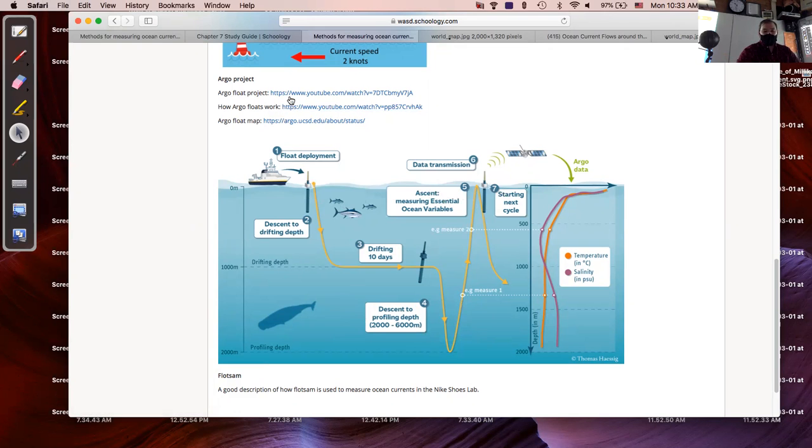So there's this project called Argo, and there's a good overview of Argo in that link right there. If you're remote, there's the Argo float project, how Argo's floats work, and an Argo float map. I'll get to the map in just a minute. These two videos here I'll show in class right now because they show how the whole thing works and the ships and the whole get up and go. All right, this one's pretty good. It's only like 2 minutes.